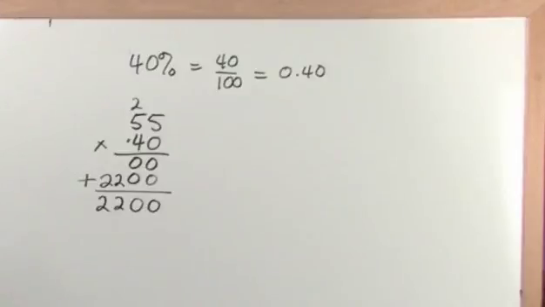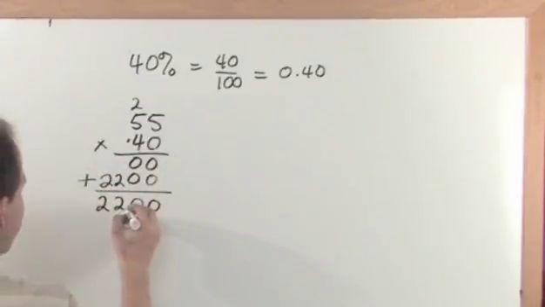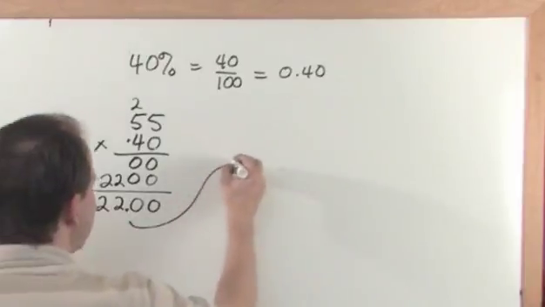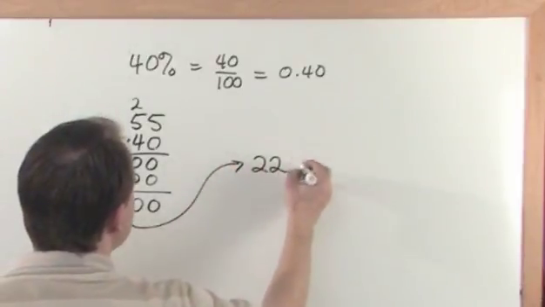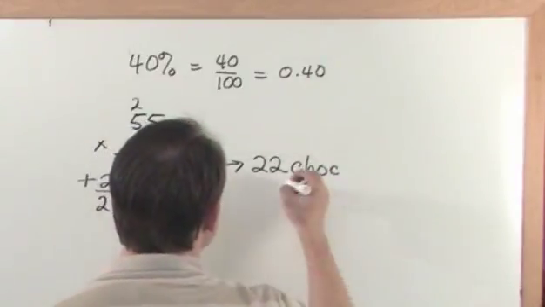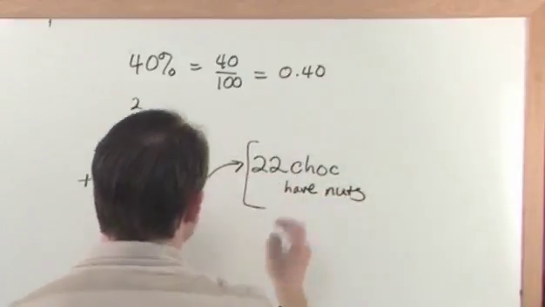And now I need to figure out where to put this decimal. So I have 2 spots after the decimal, so I must have 2 spots after the decimal here. So it's 22.00. The 0.00 doesn't really add anything. So what you say is you have 22 chocolates that have nuts. 22 of the chocolates have nuts.